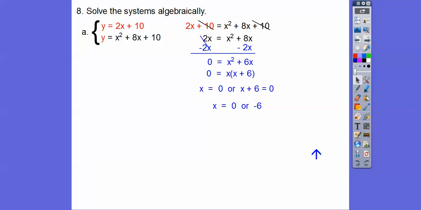So we got to plug in x equals 0. It's easiest to me to plug in 0 right there. 0 plus 10 is 10. And then 2 times -6 is going to be -12 plus 10. So those are our ordered pairs right there, okay?